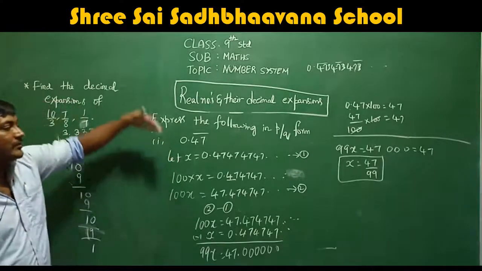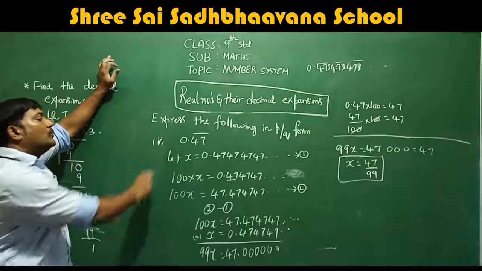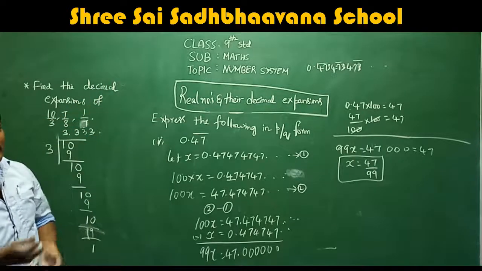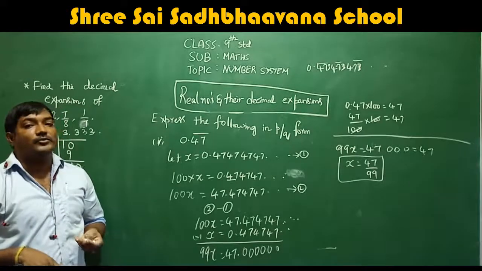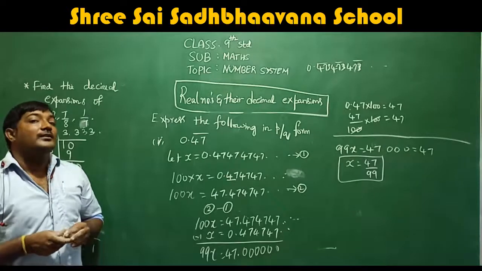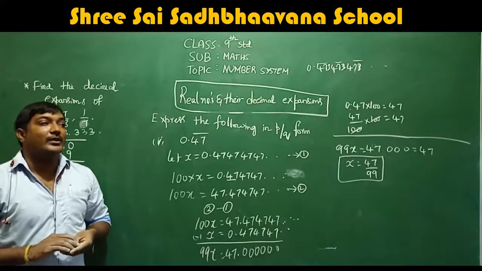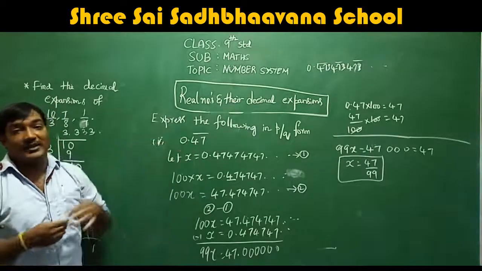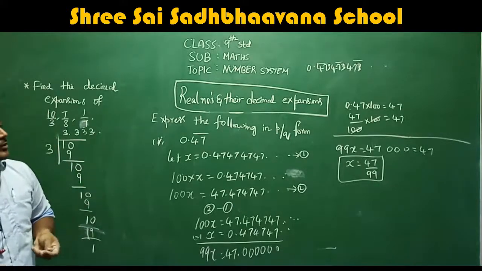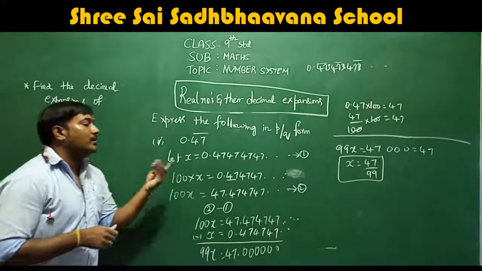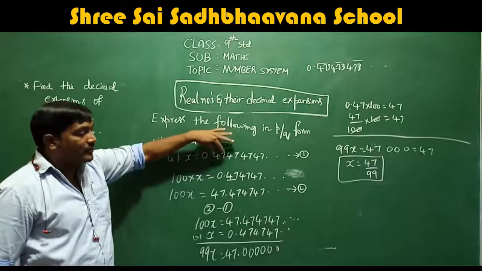Let me explain this once again. We have to express this in the form of P by Q. So how do we represent 0.47 in P by Q form? As I told you, you can represent a rational number only in the form of P by Q. You cannot represent an irrational number, because for an irrational number you will not get any repeating decimal. So I assume x is equal to 0.474747 and so on, and here only 47 is repeating.